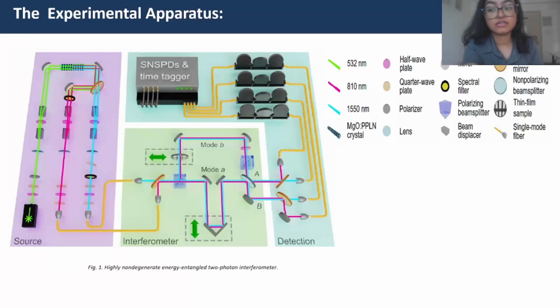The purple region on the left is the source module. This is where entangled photon pairs are generated. The green region in the center is the interferometer module, where the quantum magic happens, where polarization entanglement is converted into energy entanglement, and the photons are made to interfere. And the blue region on the right is the detection module, where the photons are sorted, detected, and counted. Everything in the experiment flows from left to right through these three modules. Let me go through each one in detail.